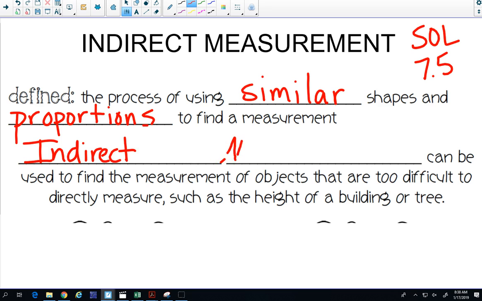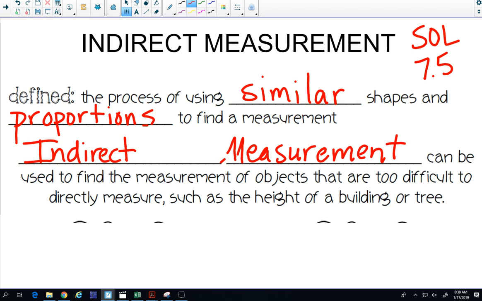So indirect measurement can be used to find the measurement of objects that are too difficult to directly measure, such as the height of a building or a tree. And just like we talked about before I started the video, when you have something really tall, you'd have to climb it or get a really tall ladder to measure it, or you could just measure its shadow in relationship to something shorter in its shadow.